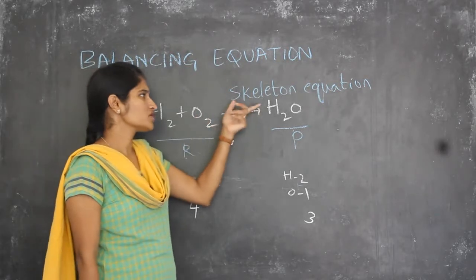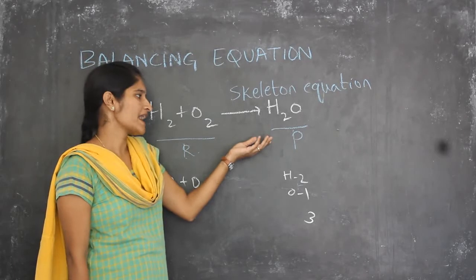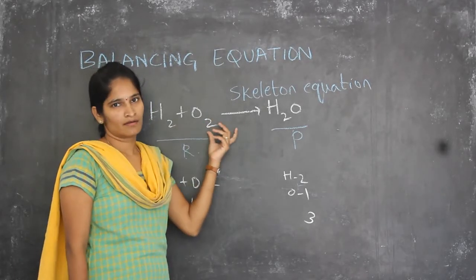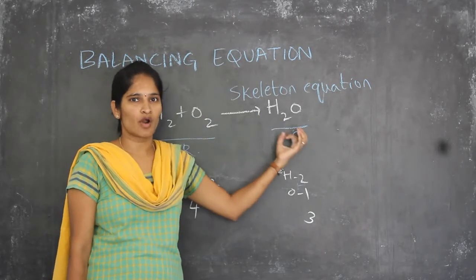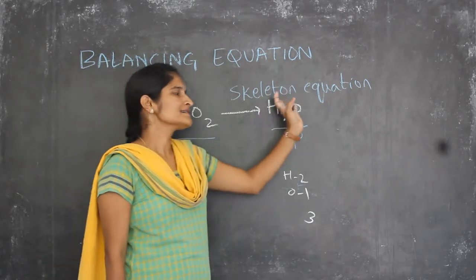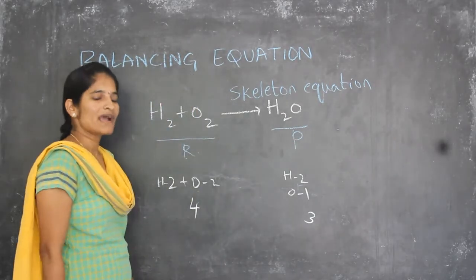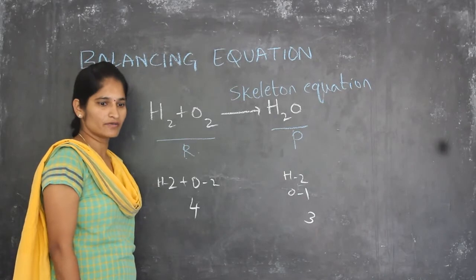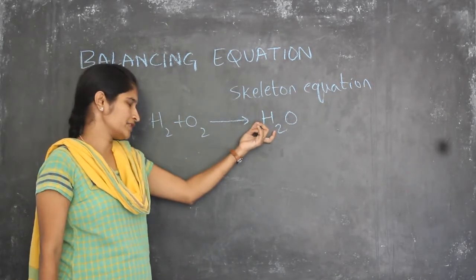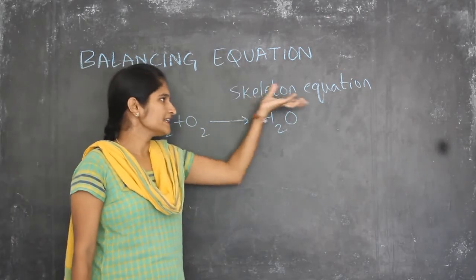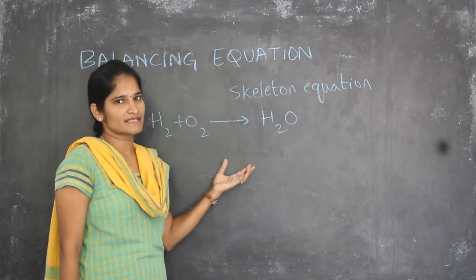So what is the definition of a skeleton equation? The unbalanced chemical reaction showing the molecules, that means showing the reactants and products, is called a skeleton equation. Now we will see how to write a balanced equation. So this is a skeleton equation, and we will see the steps to convert it into a balanced equation.